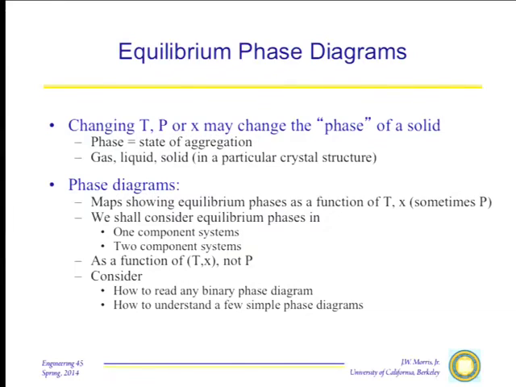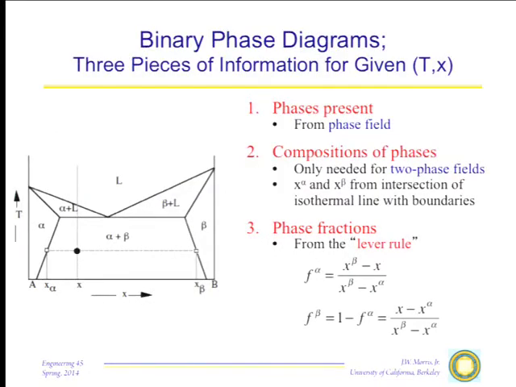What I want you to do is to know how to read any binary phase diagram and to understand a few simple binary phase diagrams, specifically the phase diagram for something that forms a solid solution at all temperatures and the phase diagram of a system that is a simple eutectic. We talked about those before. First, how do you read a phase diagram?